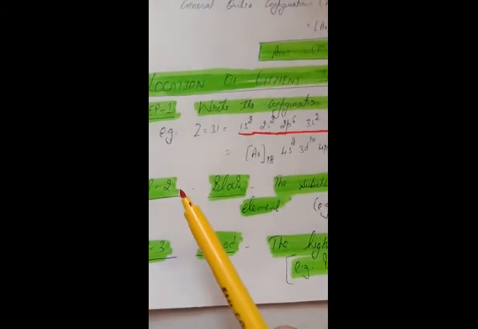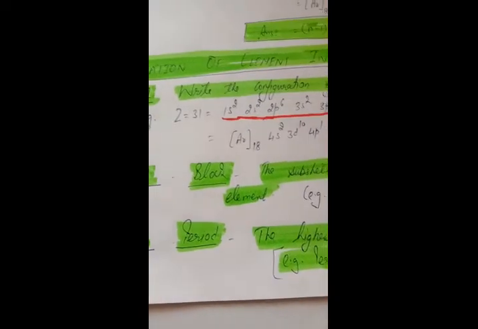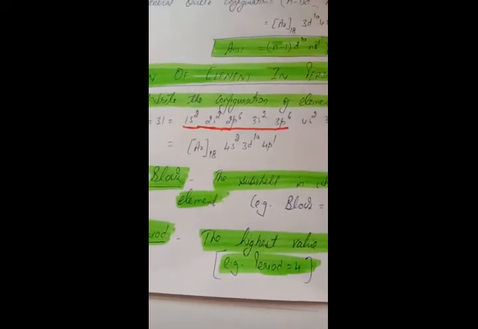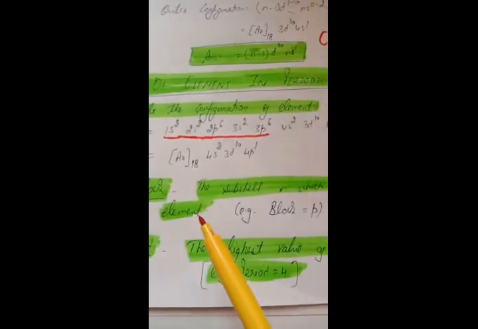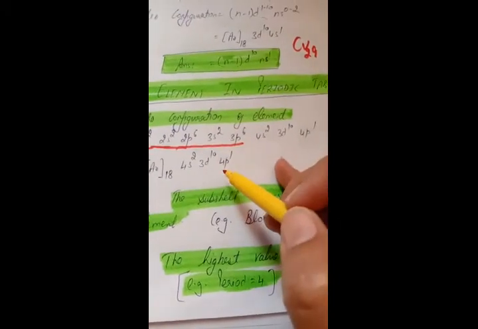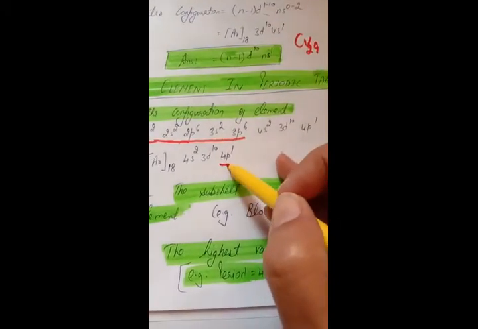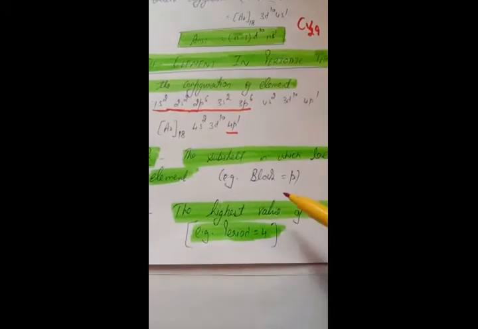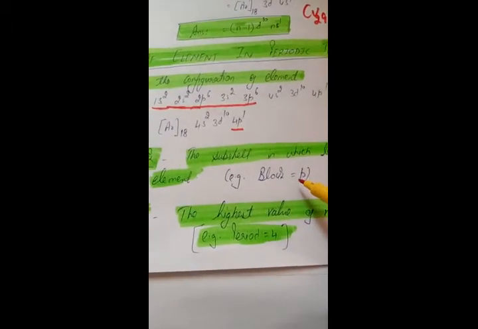Now in the second step we have to tell which block it belongs to. The subshell in which the last electron enters gives the block of the element. Now you can see very well that the last electron enters into the p block, that means it is a p block element. So we'll write block is p.